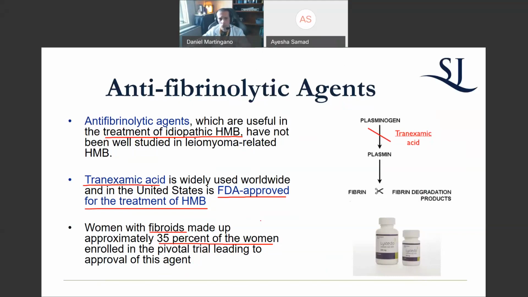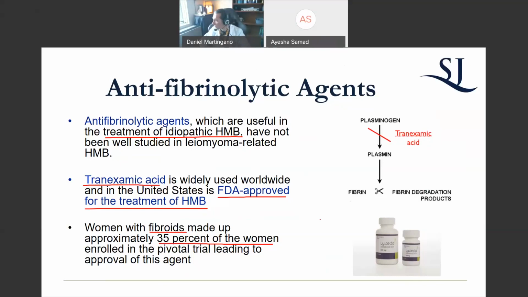But anecdotally, if you have a patient who has fibroids and she's having heavy menstrual bleeding, you can have this patient use tranexamic acid during those 5 days. Remember the 5 days that the cycle actually occurs, and that will lower the volume of bleeding and help with anemia.